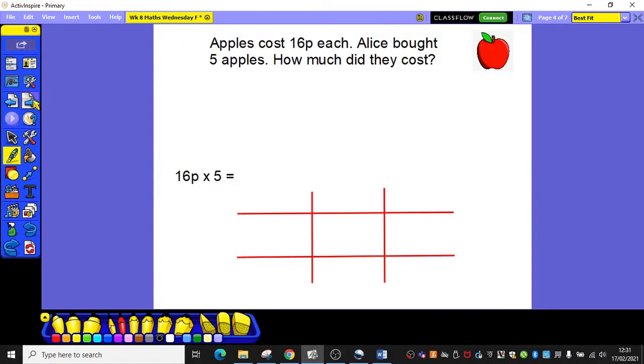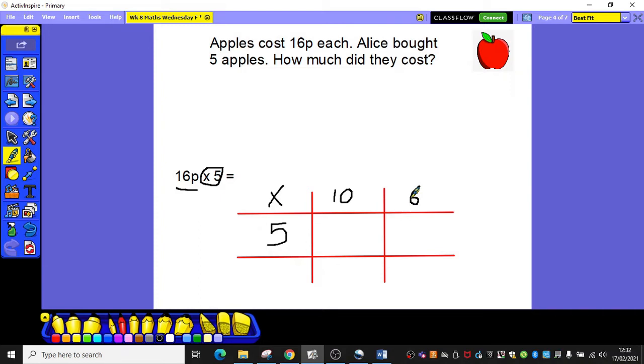Now, if apples were 16 pence and this time Alice bought 5 apples, how much would they cost? So Sapphire group, you're also going to be doing some multiplying by 5 today. So we're going to need to put multiplied by 5 here. This would be exactly the same if we were doing bronze, silver or gold challenge. And we're going to need to partition our 16 pence. So this is going to be 10p and this is going to be 6p.